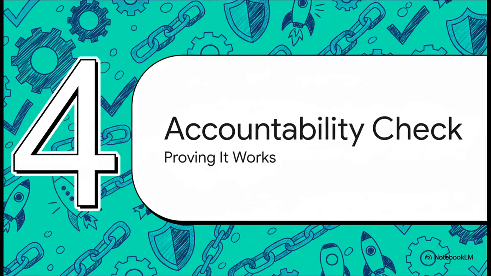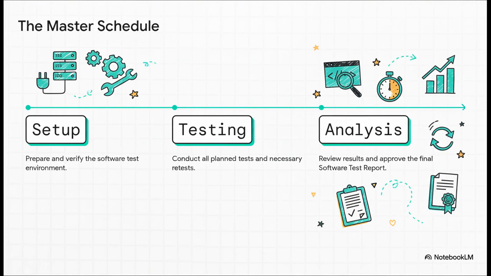And that brings us to a really critical part of the plan: accountability. I mean, with so many moving parts, so many tests, so many requirements, how do you manage all of that and prove that you've tested everything you were supposed to? Well, it all starts with a master schedule. The plan lays out the entire sequence of events, from setting up the test environment to conducting all the tests, and then finally analyzing the results and approving the final report.